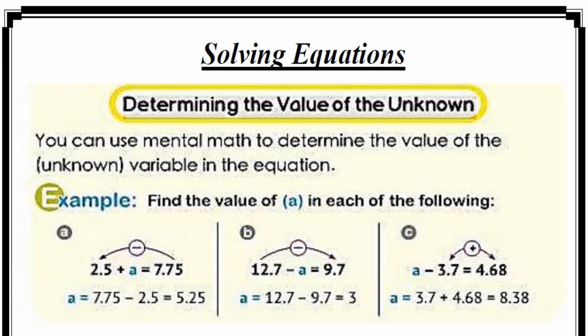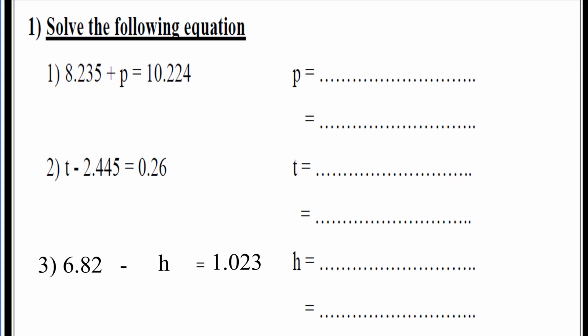Here we are going to talk about solving equations, determining the value of the unknown. You can use mental math to determine the value of the unknown variable in equations. And also we can use this. Here in number 1, solve the following equations. Here we have 8.235 plus p equals 10.224. How to use the steps here?